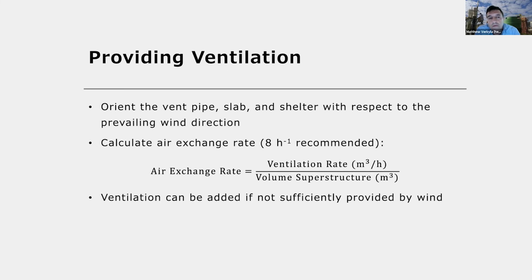So if you are looking to determine the necessary ventilation rate for a pit latrine, and you know the volume of the superstructure, and you know the minimum air exchange rate that is required, which is 8, then you can use this equation to calculate the ventilation rate that will provide that air exchange rate of 8 hours to the -1.